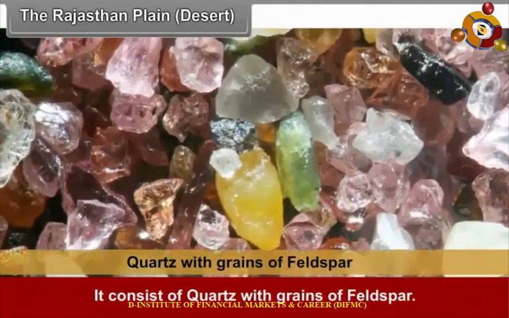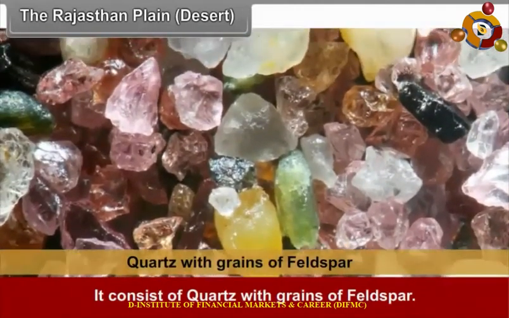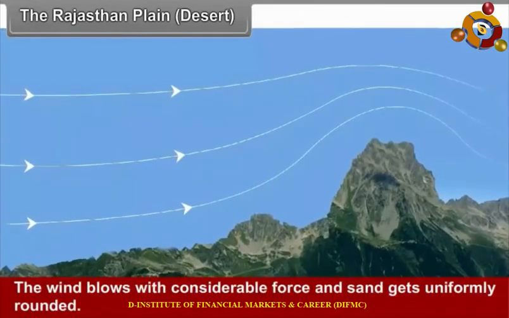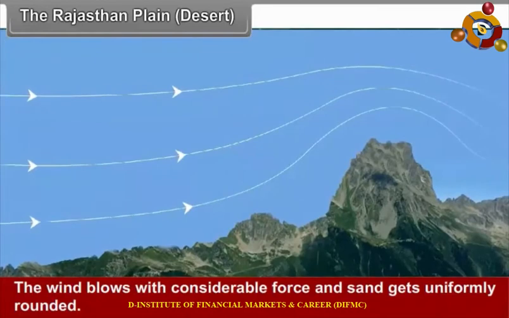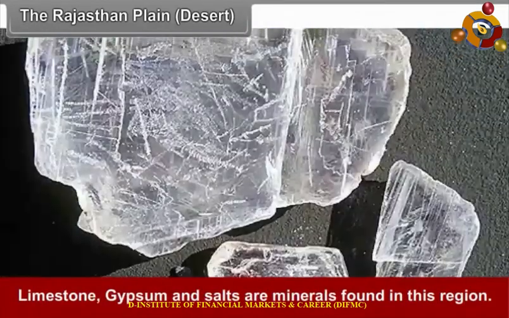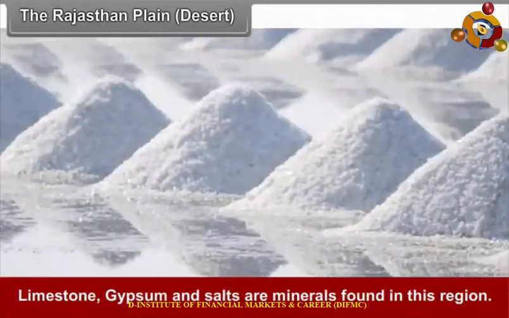It consists of quartz with grains of feldspar. The wind blows with considerable force and sand gets uniformly rounded. Limestone, gypsum and salts are minerals found in this region.